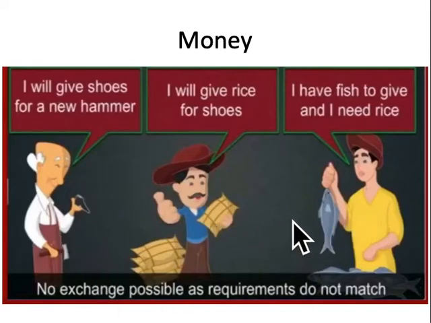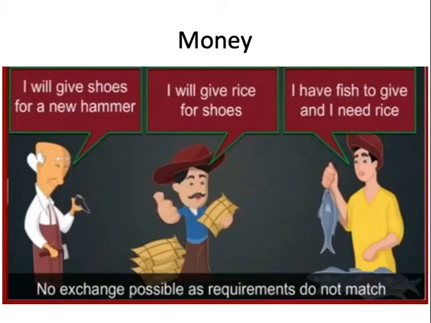And so ultimately, what do they need? They need to find a fourth person who has hammers to give and wants fish, and then the four of them can make a transaction together. But again, that's not easy. That is a difficult thing to do, especially in a large marketplace, right?